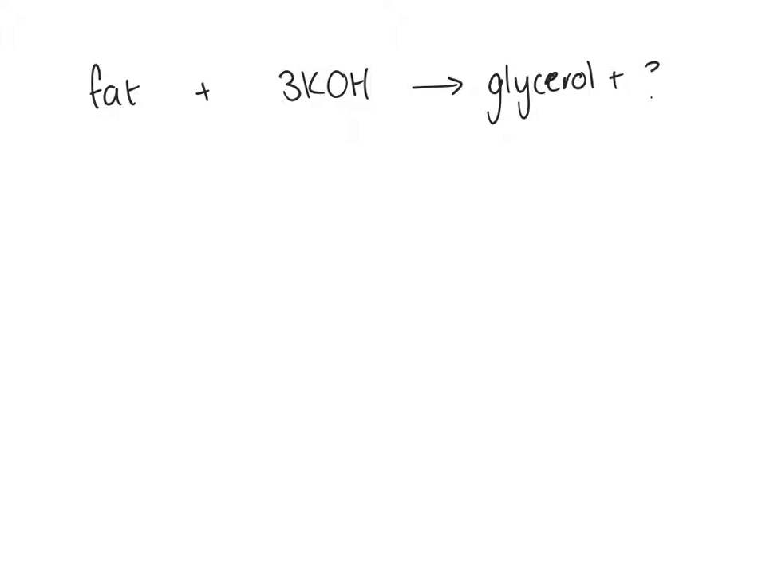Right, and this will kind of introduce us to the calculations. So if we have our fat plus 3 moles of potassium hydroxide, it is going to give us glycerol plus our 3 soaps, we'll call them. How do I work out the mass of my fat? Or sorry, the number of moles of my fat?